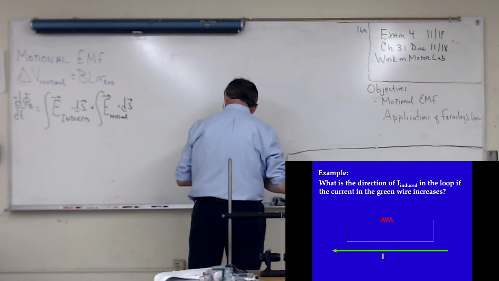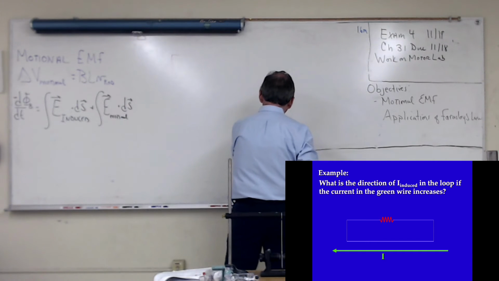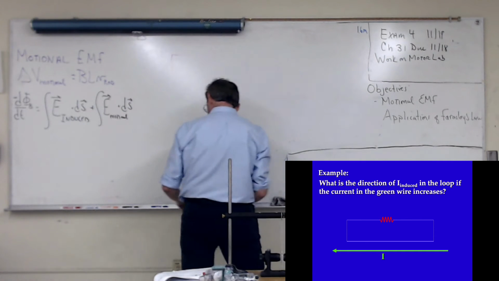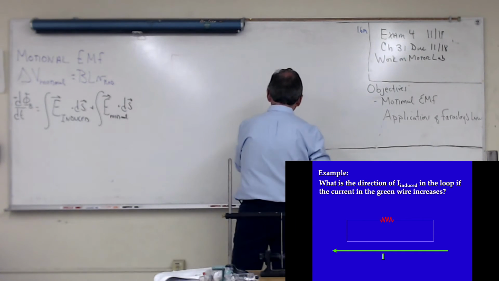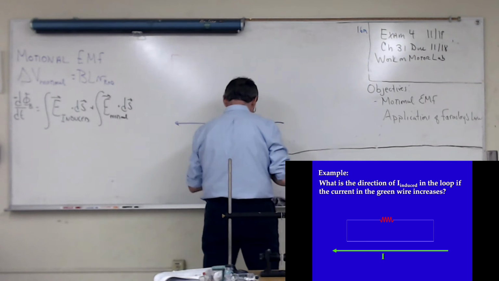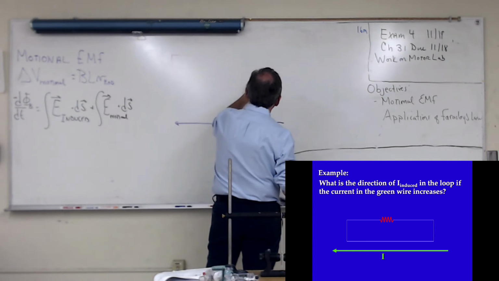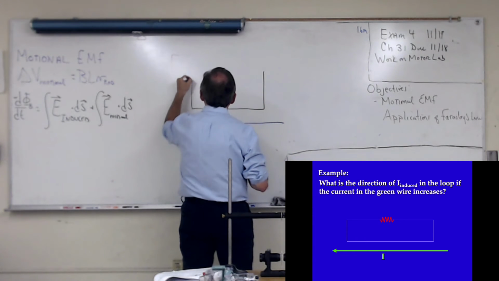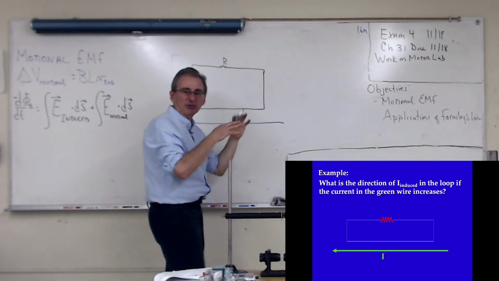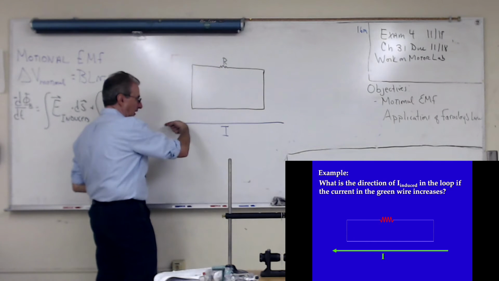I have a green wire. I'm going to use green, but this is not going to show up very well. This marker's dead. I'm going to use purple for the green wire. And let me draw my circuit above it. I draw a resistor there just to represent the total resistance of the circuit. So the current is to the left.